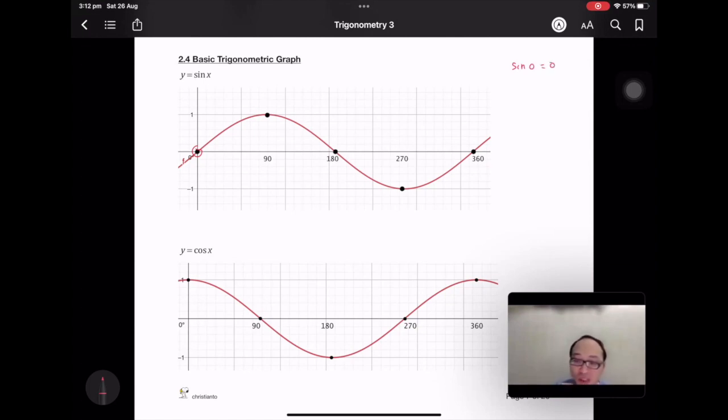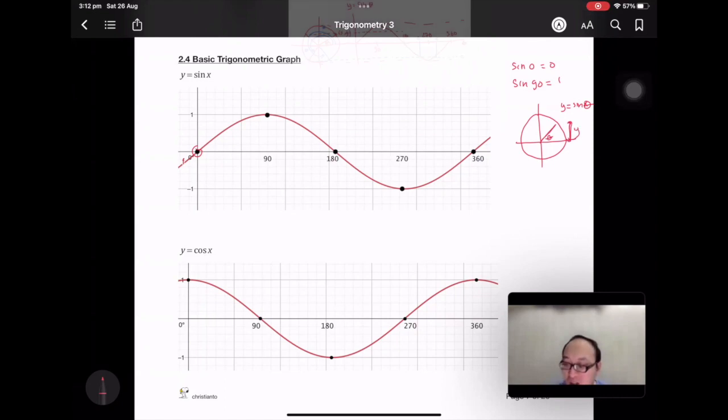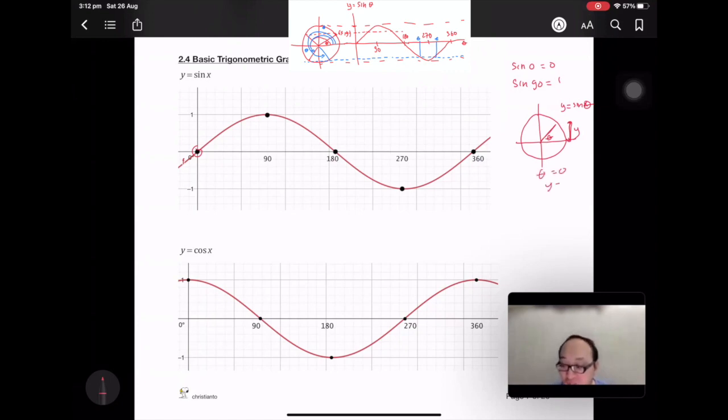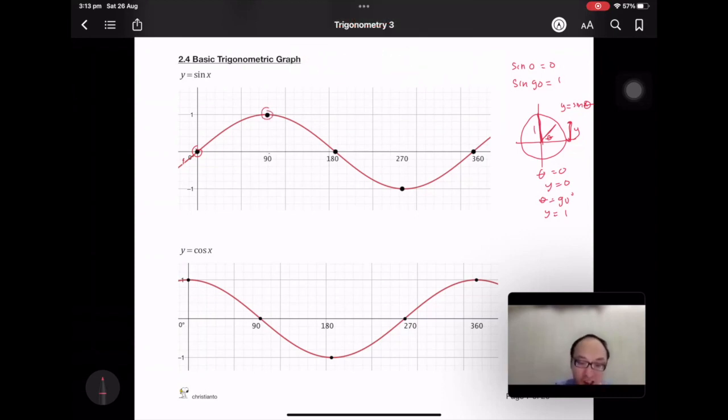So we start from 0, and then sine 90 is equal to 1. Remember, this is from the unit circle. Sine is y, sine theta. So that means we only focus on this vertical y. When theta is 0, y equals 0. When theta is 90 degrees, y equals 1. So that's why at 90, this is 1.